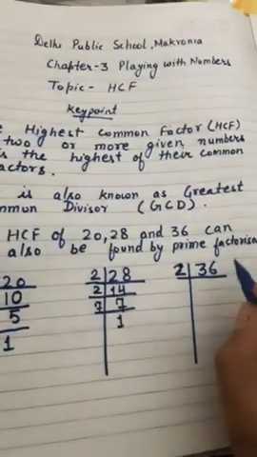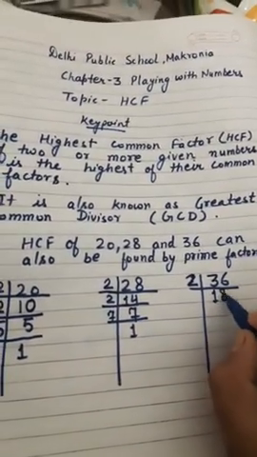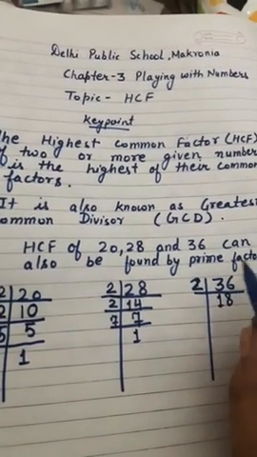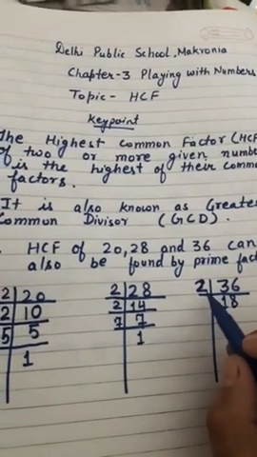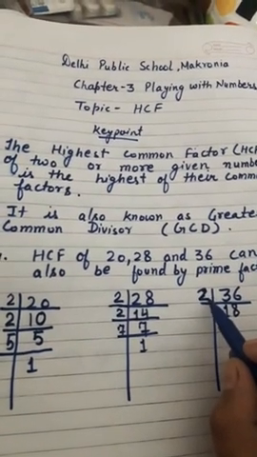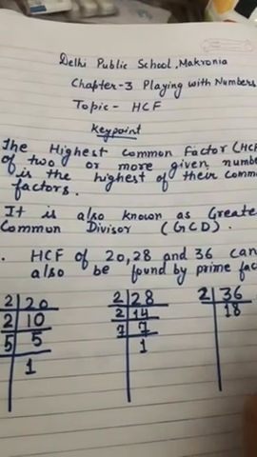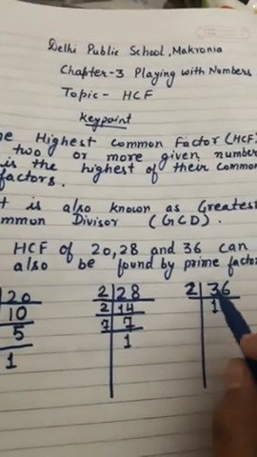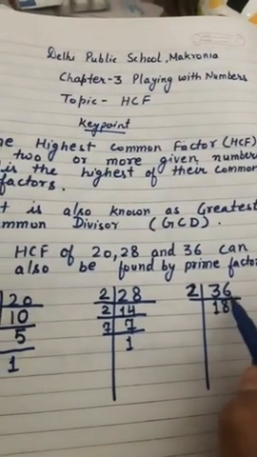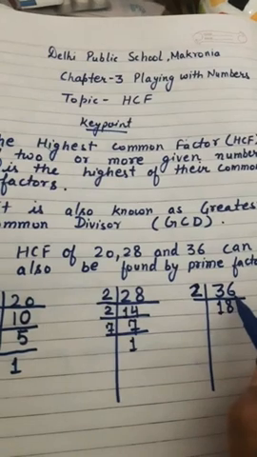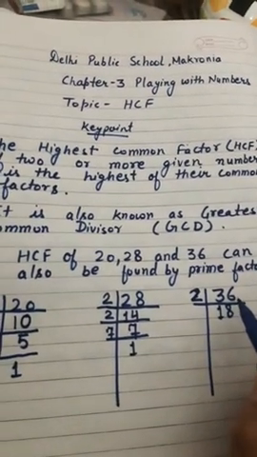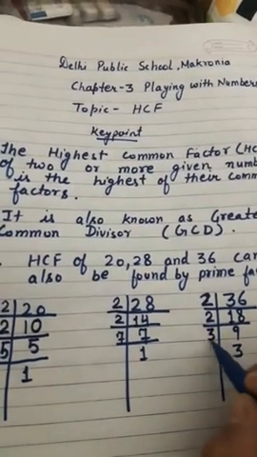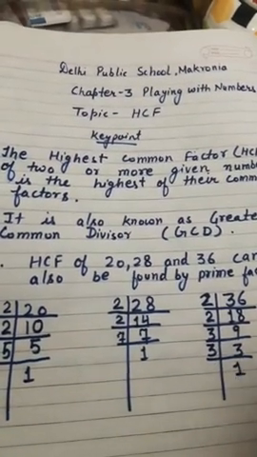Now 36. 2 ones are 2, 2 eighteens are 36. 36 is divisible by 3 also, but first of all we will use the smallest prime number. Only if it is not divisible by 2 will we check the next prime number. Using the divisibility rule, it has 6 in its unit place, so it is divisible by 2. Then 2 nines are 18, 3 threes are 9, 3 ones are 3.